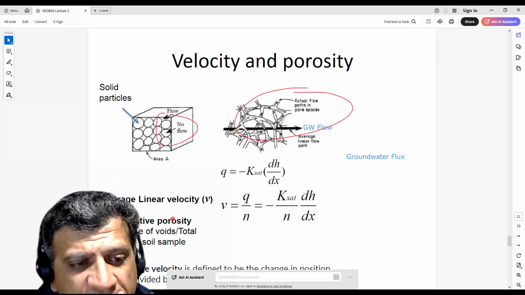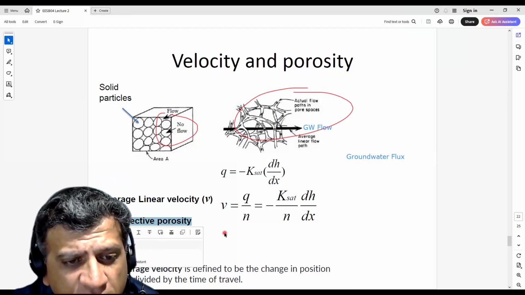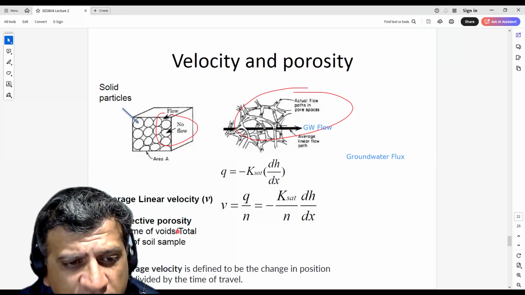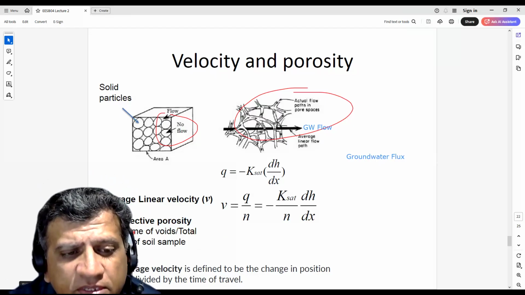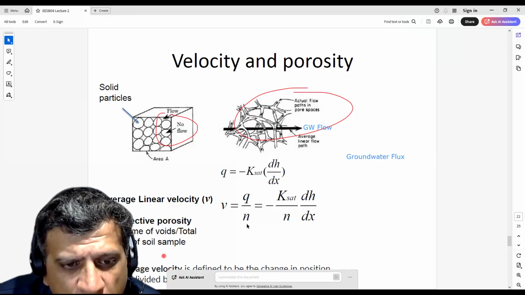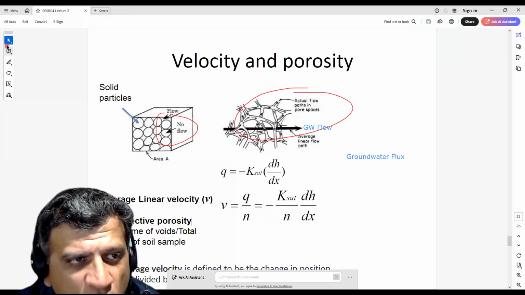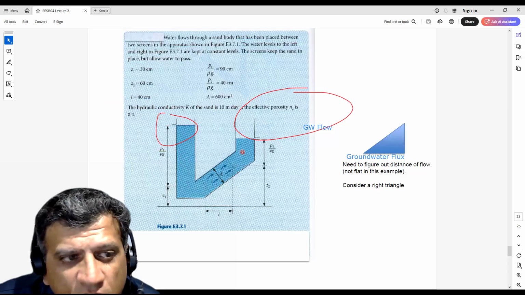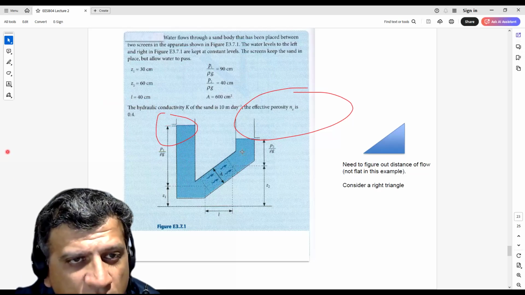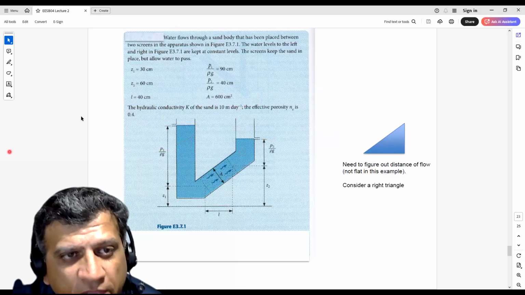Another interesting thing to look at is what's going on over here. Effective porosity is what we're looking for, and the average velocity is what we want to understand.